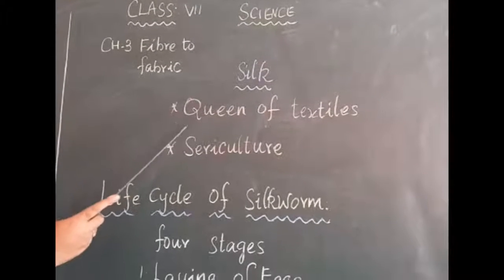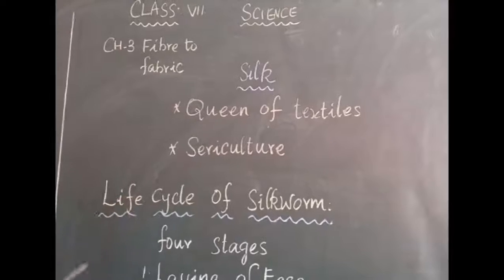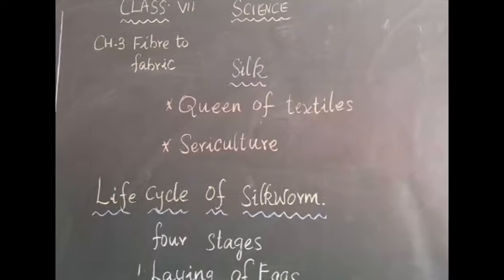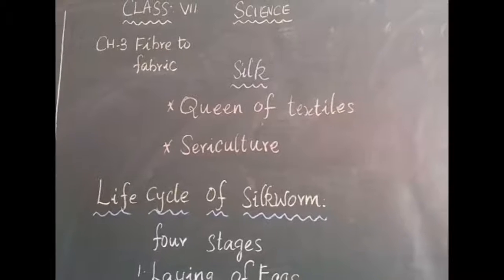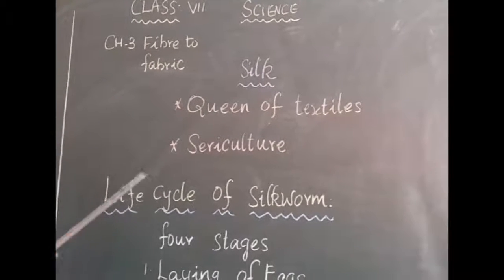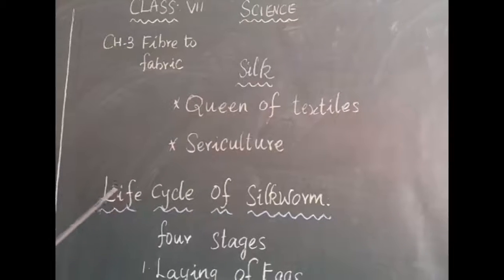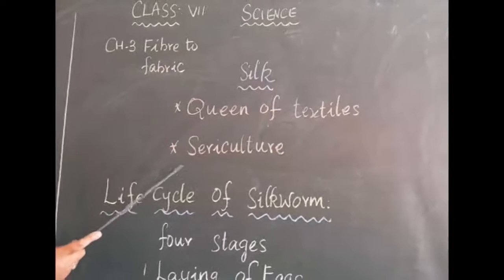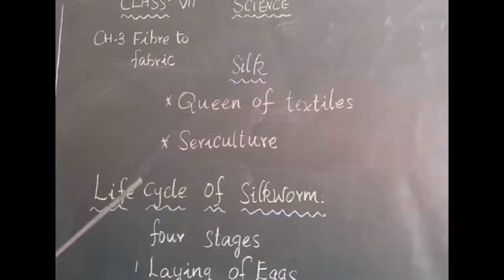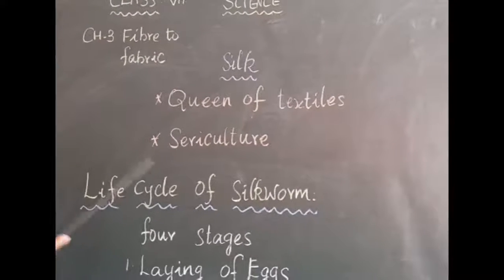So we all know silk is the queen of textiles. Why queen of textiles? Because it has a very lustrous property. It is very shiny. So what is meant by sericulture? You have all studied it in lower classes, right? Sericulture is the rearing and management of the silkworm for obtaining silk. We call it sericulture.